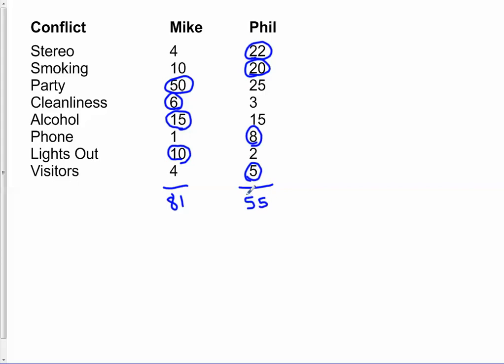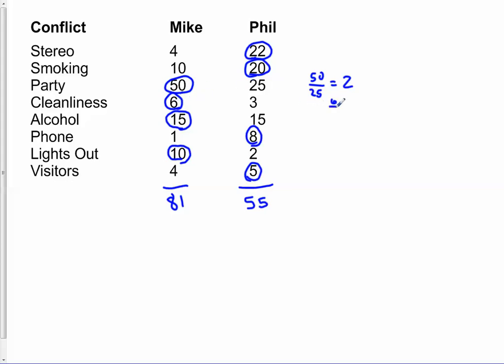All right, so Mike has more points. He is initially the winner. He's the initial winner. Phil is the initial loser. So we go to the 4 things that we gave to Mike, and we figure out the point ratio for each. So 50 divided by 25 is 2. Mike valued the party issue 2 times as much as Phil.